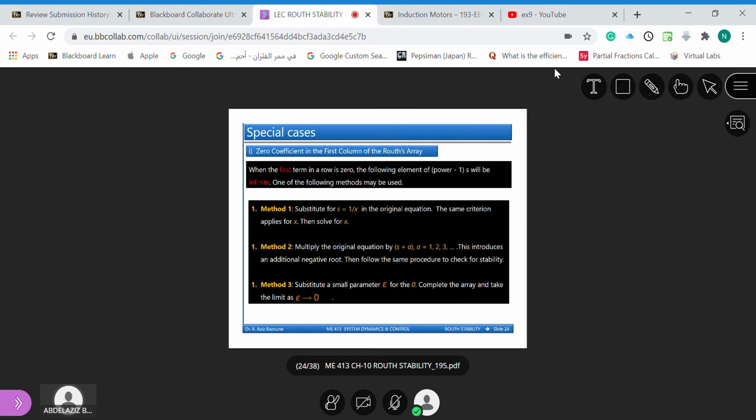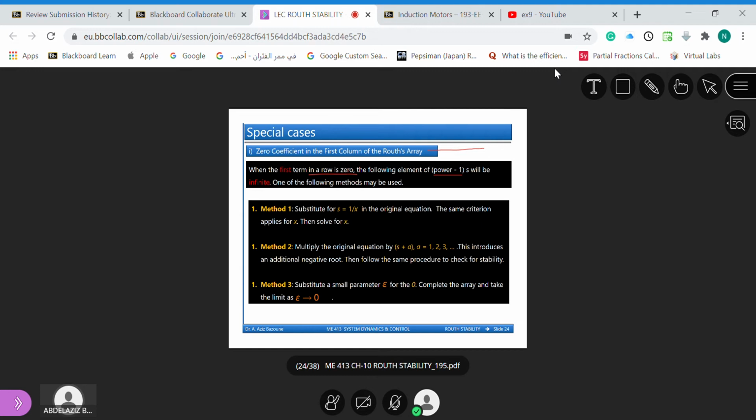We have some special cases, Shabab, a 0 coefficient in the first column of the Routh array. If we have this situation, when the first term in a row is 0, the following element of power s to the power minus 1 will be infinite. Then we will be dividing by 0. One of the following methods may be used.